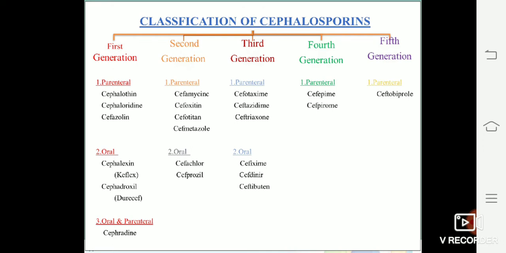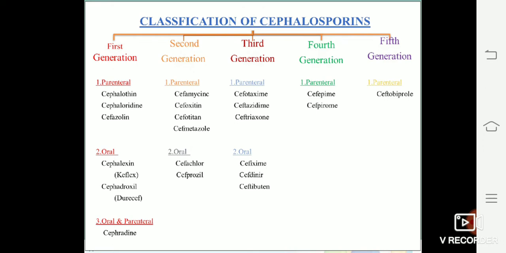The examples of the parenteral route given by the first generation: cephalothin, cephaloridine, cefazolin. Oral route: cephalexin, cefadroxil. Oral and parenteral: cephradine. The second generation is parenteral and oral. Parenteral examples: cefoxitin, cefotetan, cefmetazole. Oral ones are cefaclor, cefprozil.